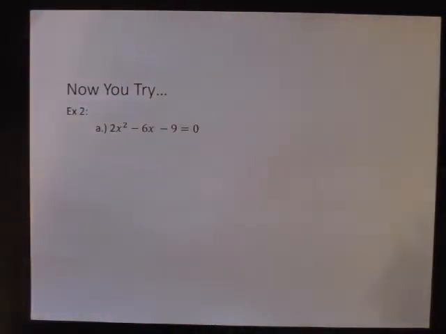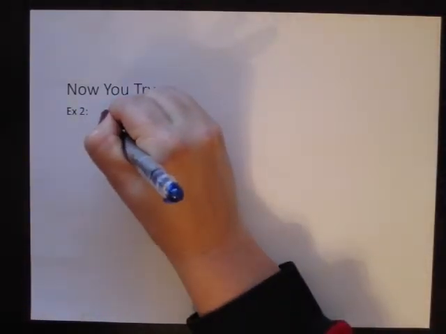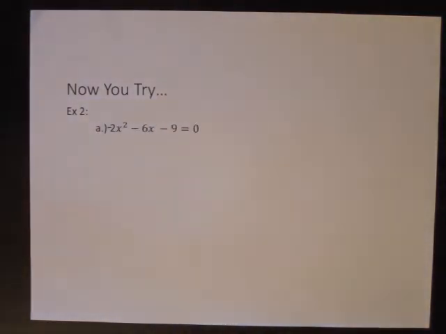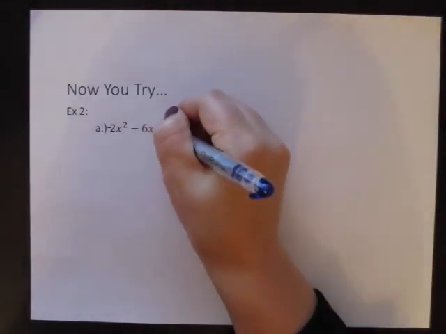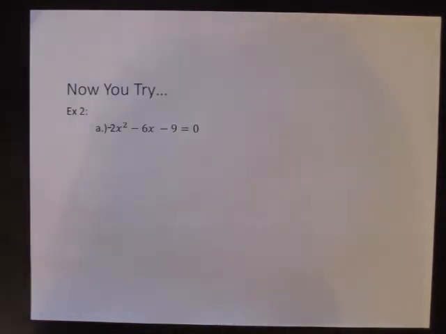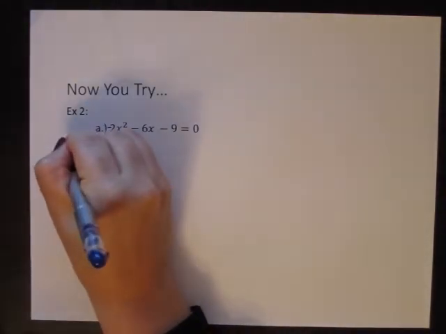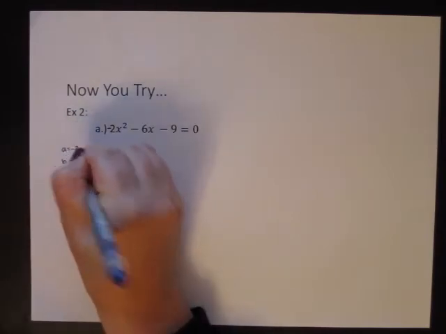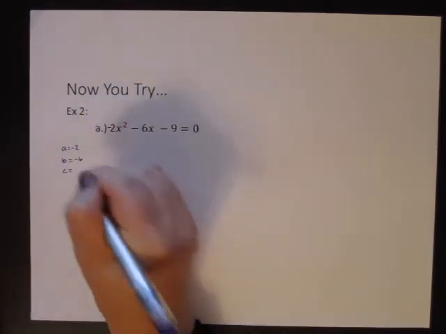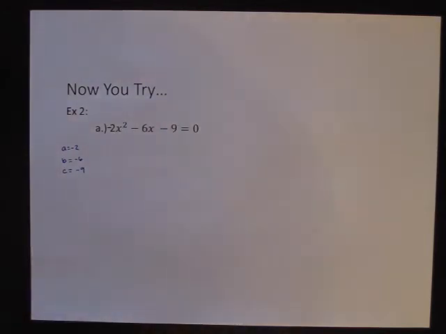Alright, before you start this Now You Try, I want you to change this positive 2 to a negative 2 for me. And I want you to pause it, and I want you to go through the process. So we got negative 2x squared minus 6x minus 9 equals 0. It's already in standard form for us, so we're going to go a equals negative 2, b equals negative 6, and c equals negative 9.